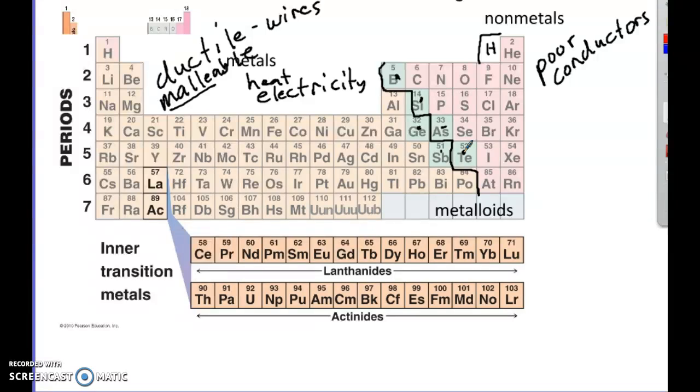So they don't conduct heat and electricity very well. However, some of them are very important because they are known as semiconductors. Semiconductors are used in computer chips and so forth, and they're very important because they can be used to turn electric circuits on and off. They're very important to making circuits. Okay.